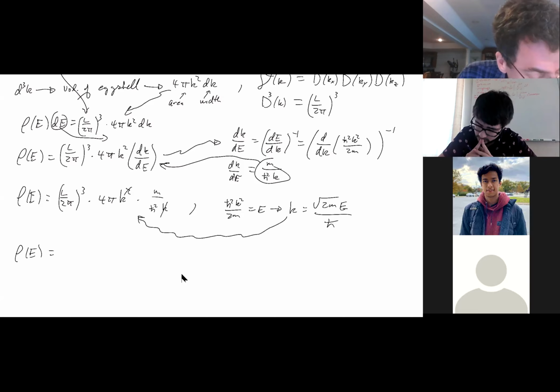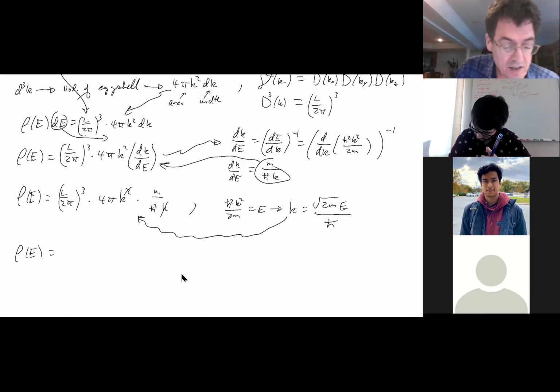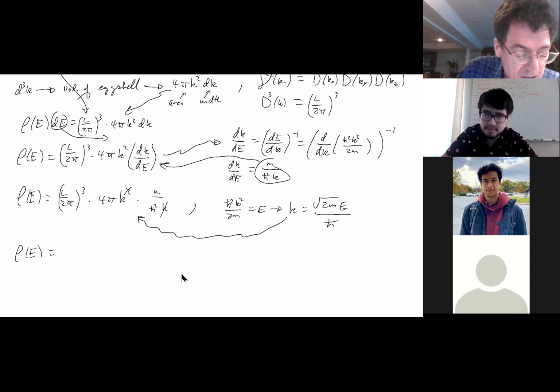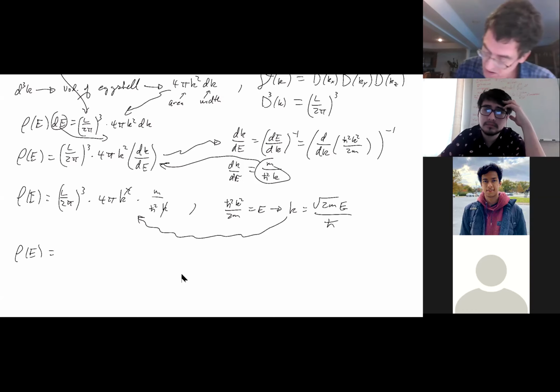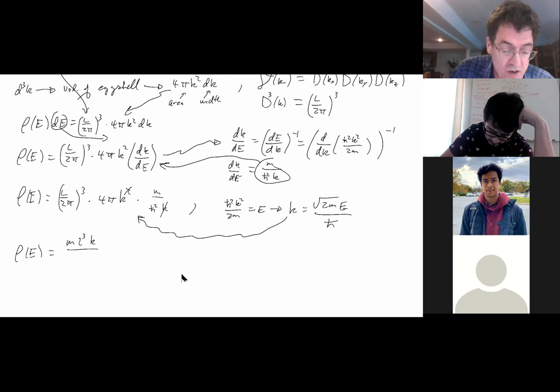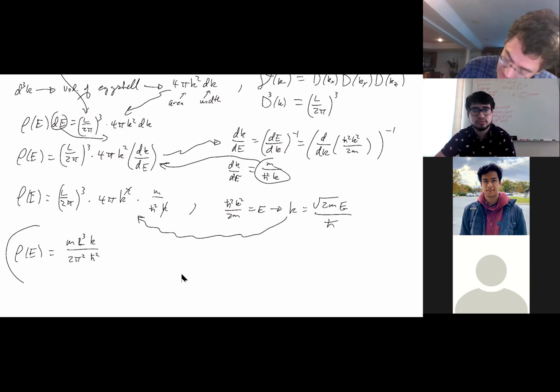Did I write it down? No, I kept it in terms of k. Okay, so let me write it down. Let's keep it in terms of k. So I'll have m L cubed k over 2 pi squared h bar squared. Okay, so that's the answer. That's the density of states.